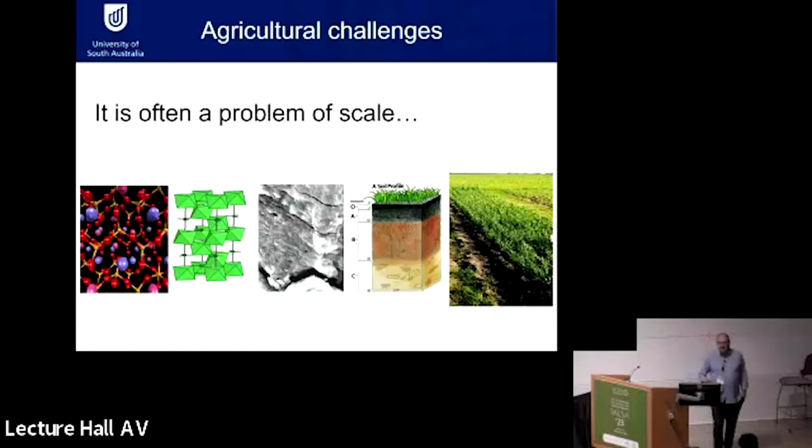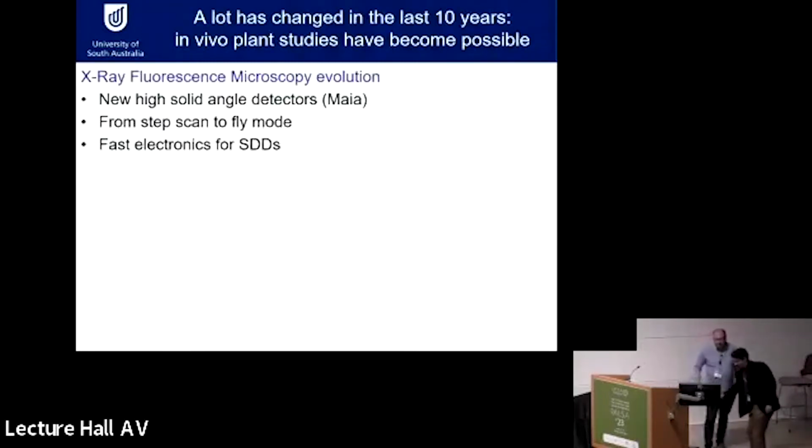So as we heard this morning and also yesterday, agricultural challenges are often a problem of scale. So you can approach them at one end of the scale or at the other end of the scale. Today, because it's an agricultural workshop, I will speak mainly about the right side of the scale. And why can we do this?